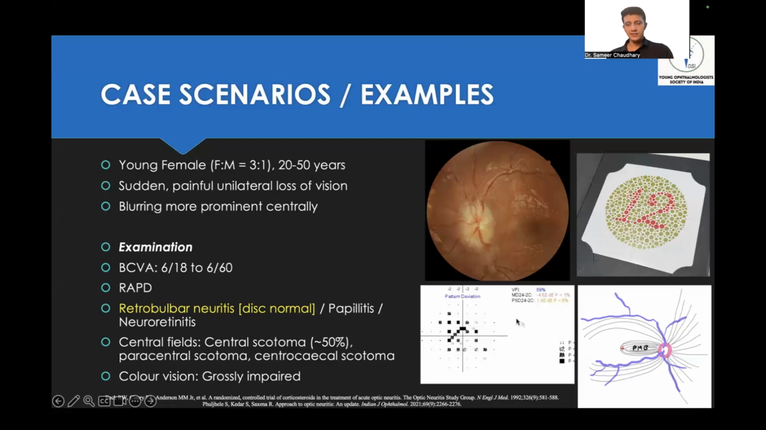So this is an HFA of a patient with optic neuritis, which shows paracentral scotoma in the pattern deviation, and the mean deviation shows minus 4.62 decibel, which is suggestive of generalized depression. So basically, the papillomacular bundle is predominantly afflicted in optic neuritis, which explains the predominance of the central symptoms and signs.